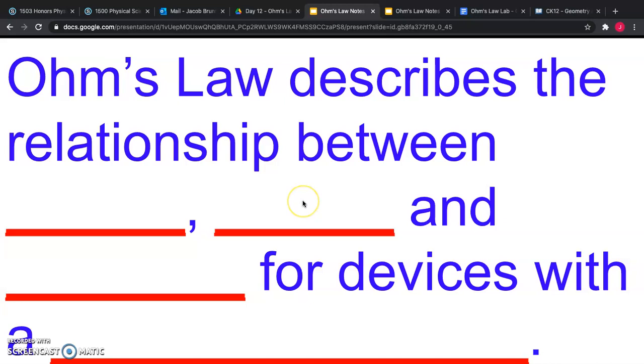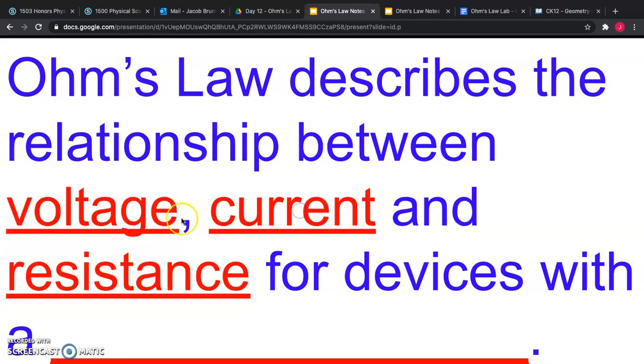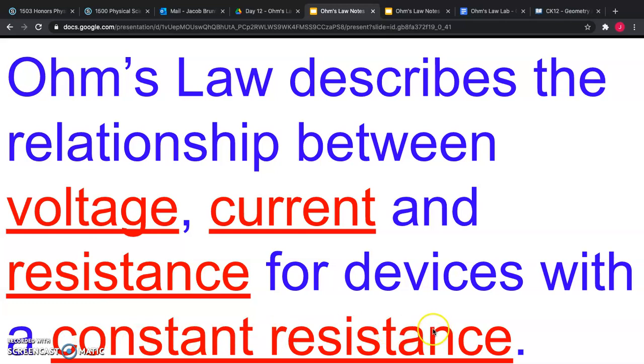Okay, welcome folks. Today we're just going to take some notes on Ohm's law, and then we'll do a couple of examples with it. So Ohm's law describes the relationship between voltage, current, and resistance, but it only works for devices with a constant resistance. We'll talk more about that at the end, about when Ohm's law doesn't work. But Ohm's law in general is how physicists describe the relationship between voltage, current, and resistance.